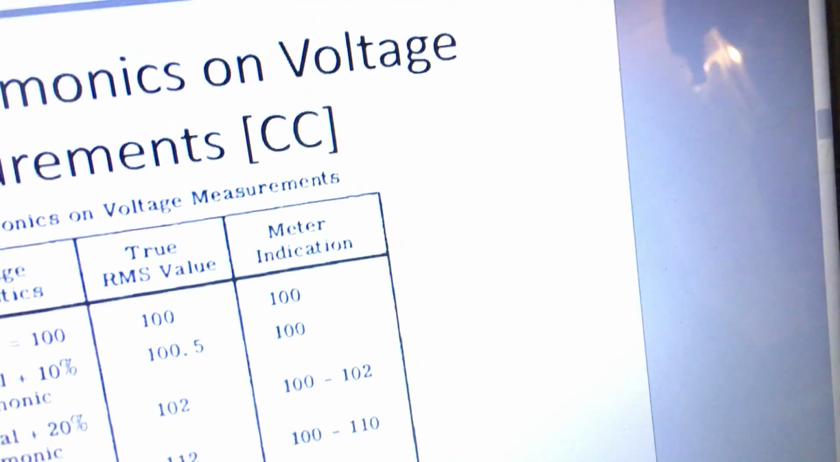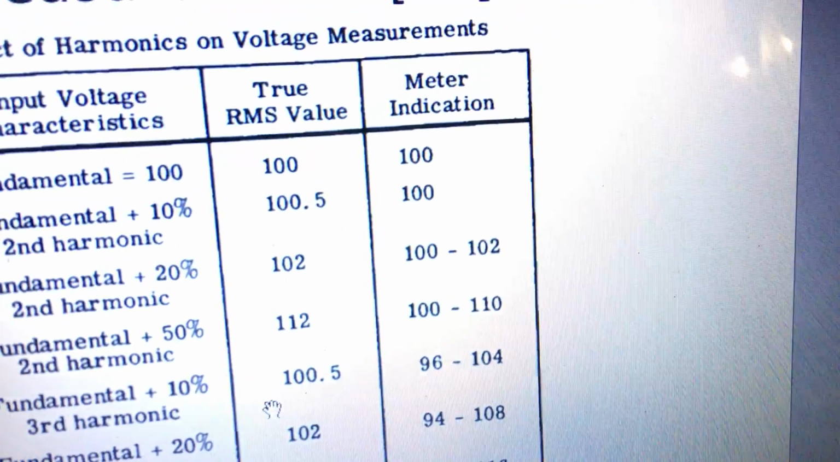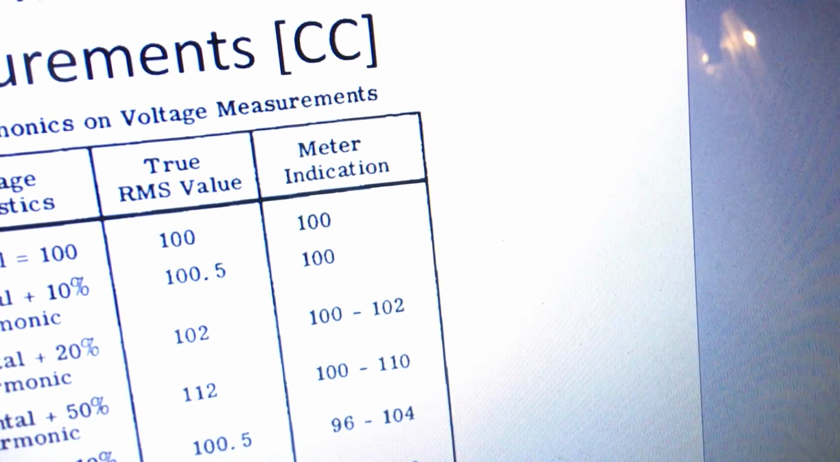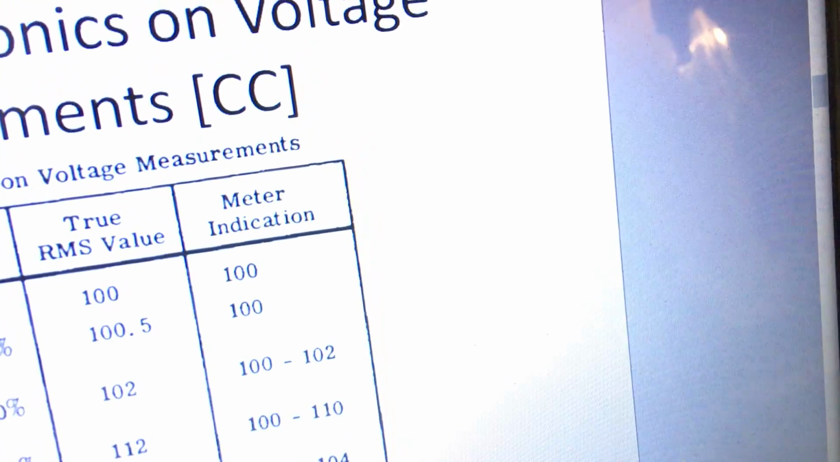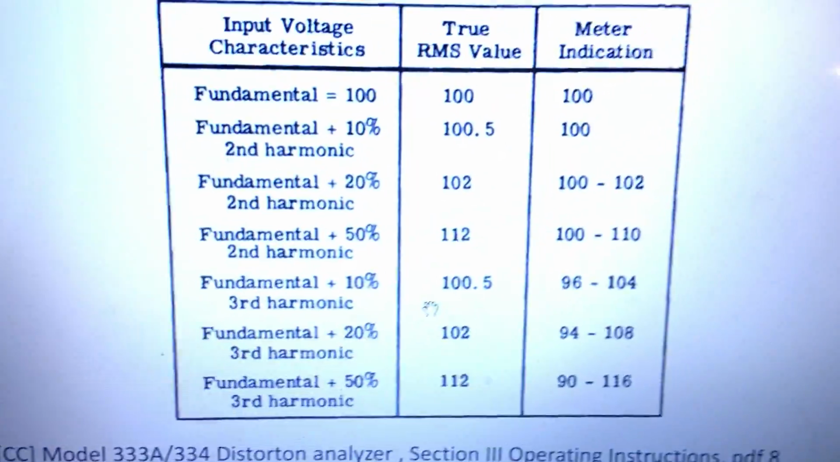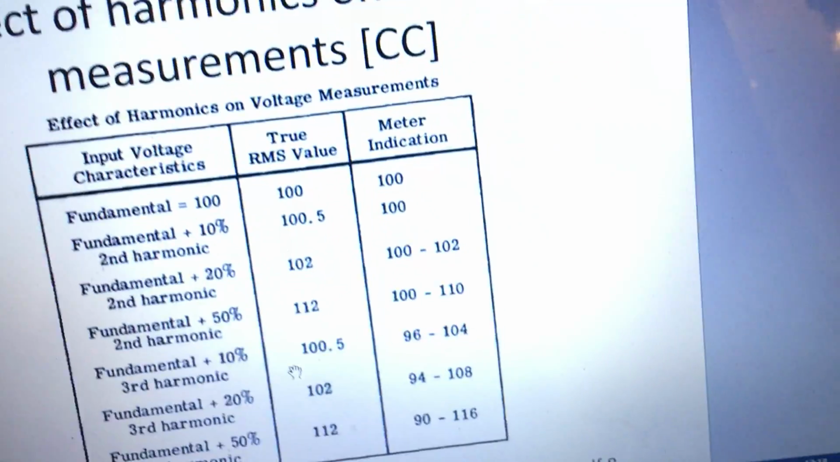So in this way, if you look at the last range, for example fundamental plus 50% of third harmonic, then the true RMS value will show as 112, and the meter indication will be between 90 to 116. That means that there will be considerable impact of harmonics present in the fundamental signal.